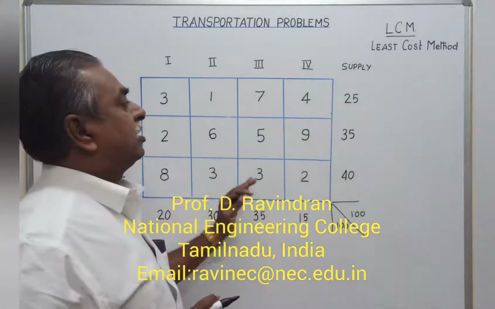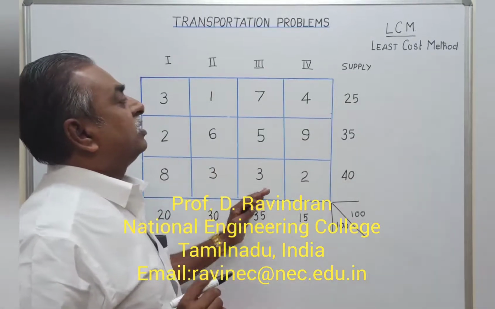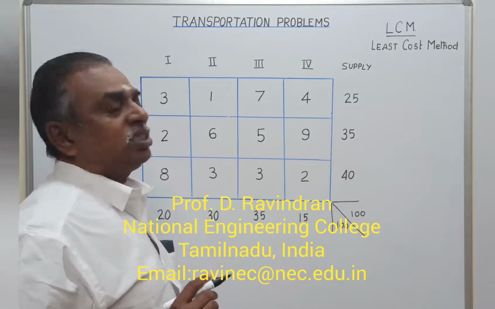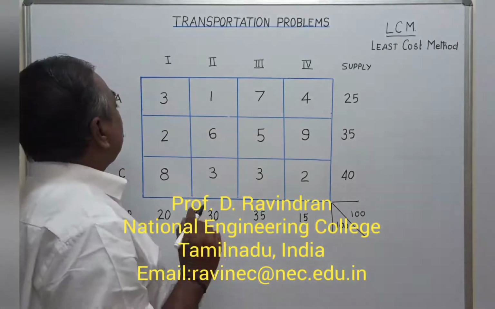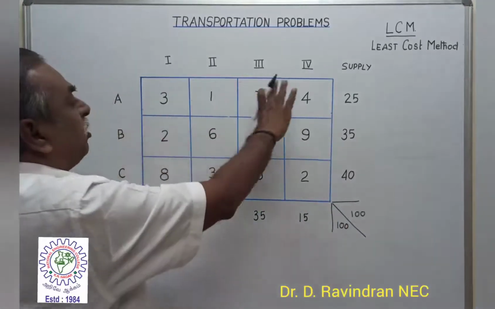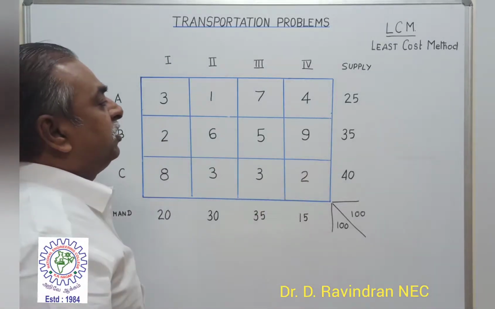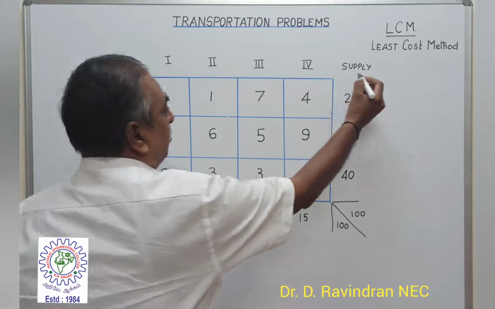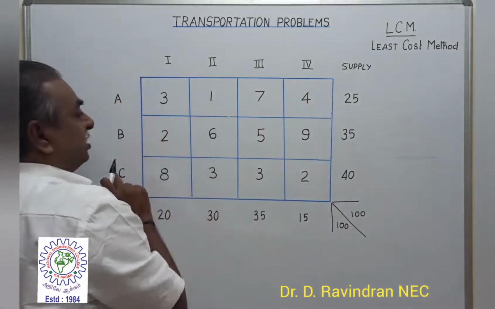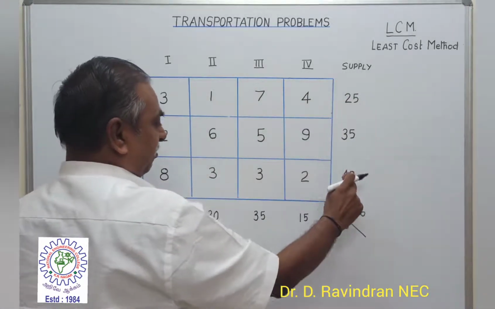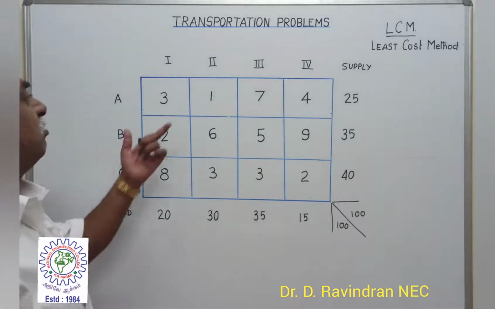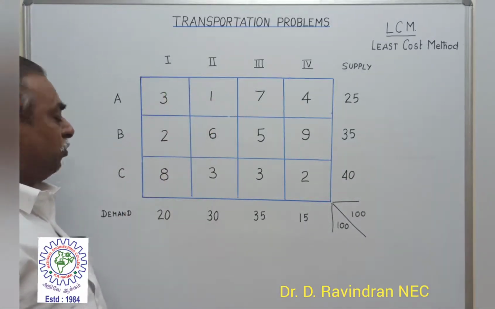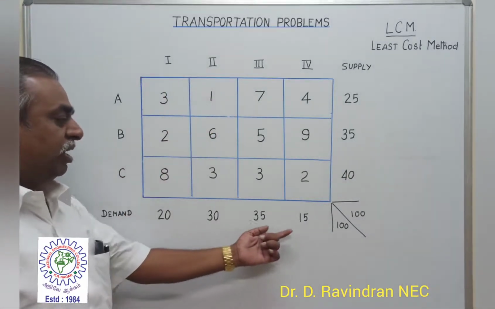Let us consider this transportation problem. We can solve this problem by the least cost method. In this least cost method, the same problem from the previous video is considered here. The supply from A, B and C is given as 25, 35 and 40, whereas the demand from each of the centers 1, 2, 3, 4 is 20, 30, 35 and 15.